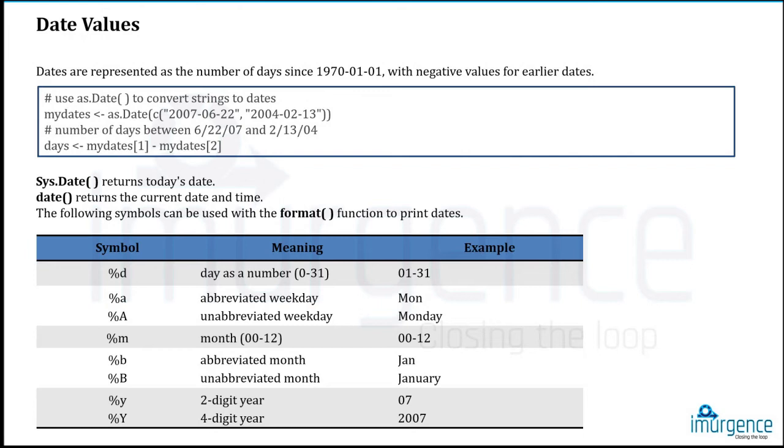Sys.Date returns you the system date as of today. Whatever your system is configured to, accordingly it will give you the system date. And as you can see in the table, the symbols are shown: %d, %a, %A and all those things.